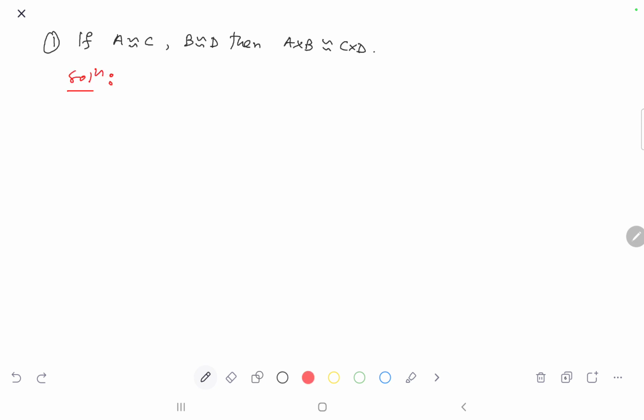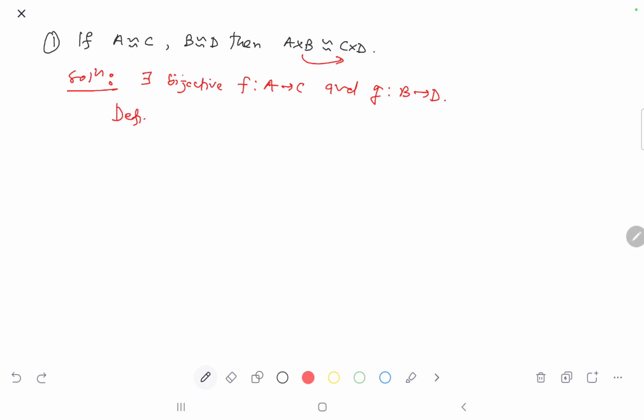So we need a bijective map from here to here. There exists a bijective map f from A to C, and g from B to D, because they are equipotent. So from A to C you have a bijective map f, and from B to D you have a bijective map g.